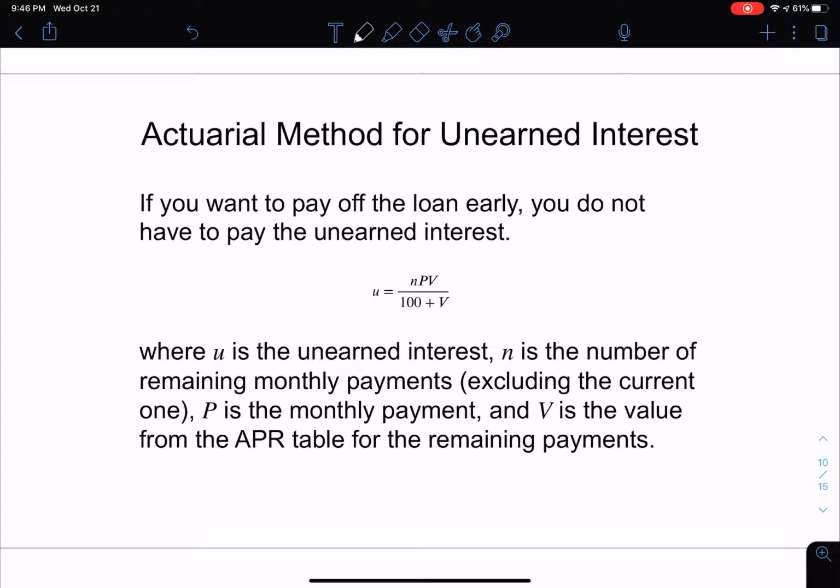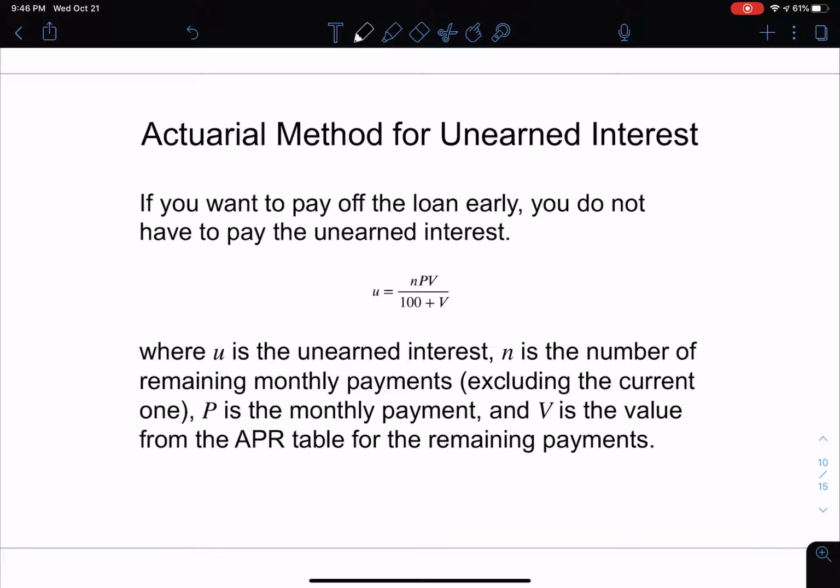So we can use this actuarial method, this formula here, to figure out what the unearned interest is. How much interest would you have left to pay if you had paid this loan over the entire term? We'll use this formula to figure that out, and then rework things to figure out what my final payment would be if I want to pay it off right now, this month, early.